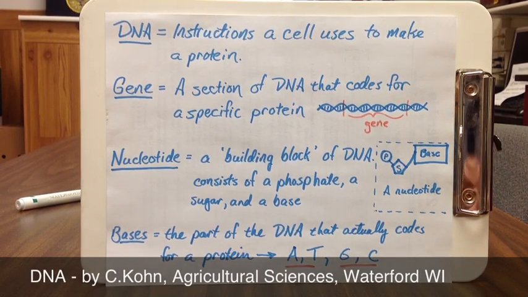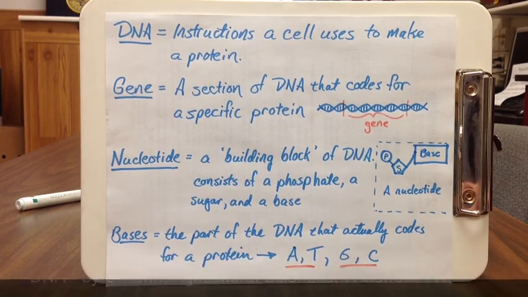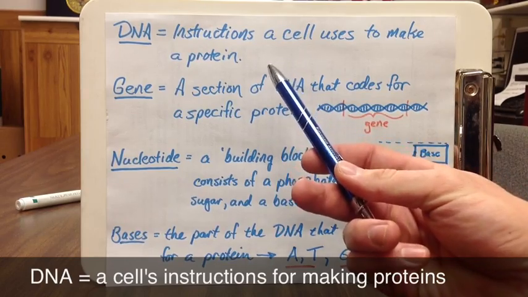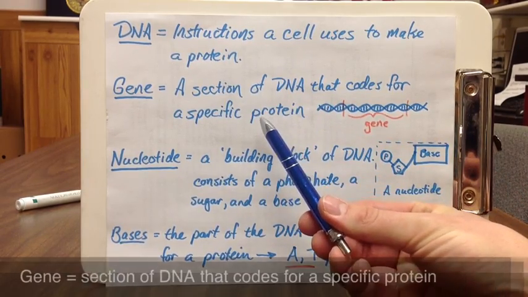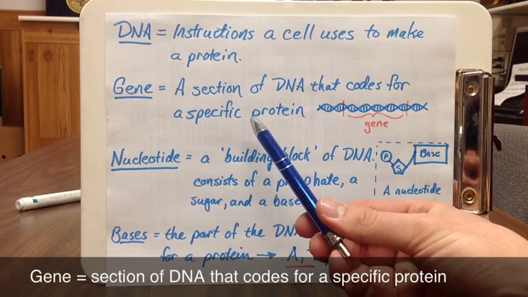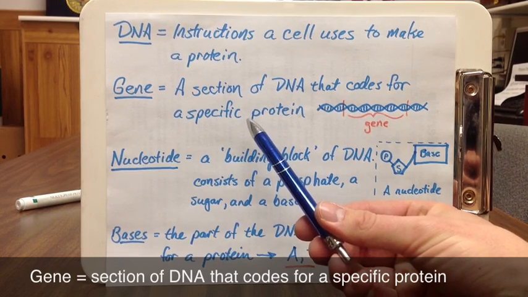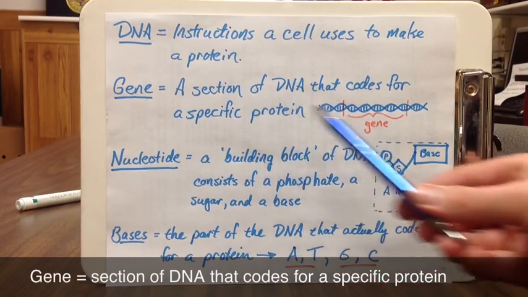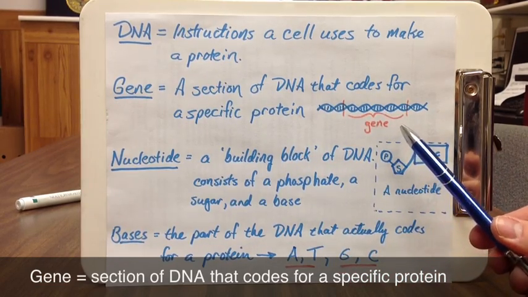It's Mr. Kohn here with what you need to know about DNA for agri-science or any other class you're in. For DNA, the big thing you need to know is that DNA are the chemical instructions the cell uses to make a protein. A gene is just a section of DNA. Just like a sentence is a portion of a paragraph, a gene is a section of DNA and it codes for a specific protein that has a specific job.